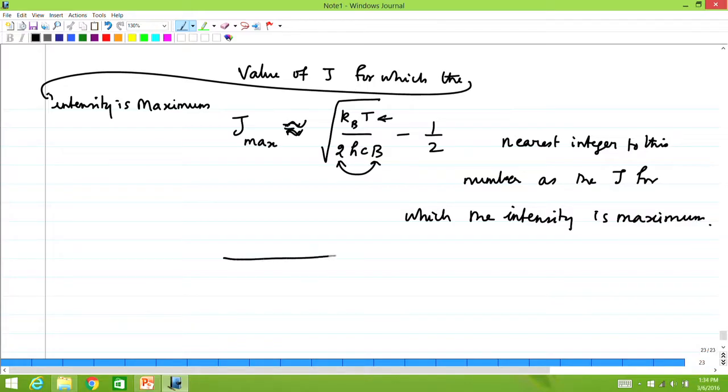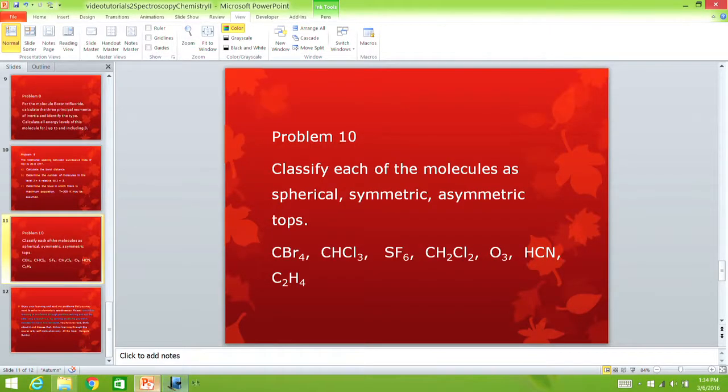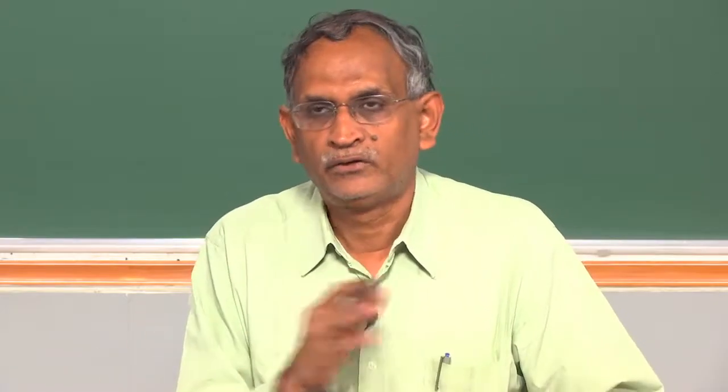Okay, that is that. So, we will come to the last problem. This is purely a classification of the molecules as spherical, symmetric or asymmetric tops, which is important for understanding molecular spectroscopy. Therefore, we need to make sure that the geometry of the molecules is visualized and that you see whether the moments of inertia about the three different axes are the same, or whether two of them are the same and different from the third, or if all three of them are different. You have to have a mental picture.